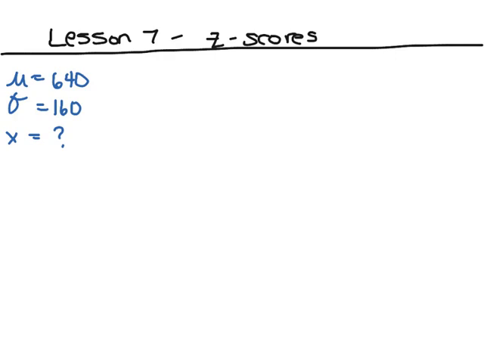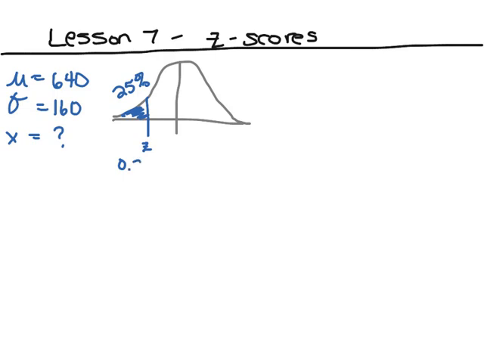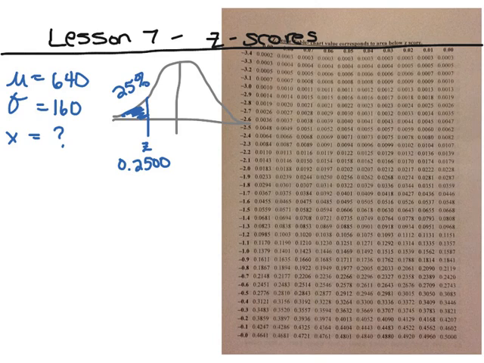So if you were to sketch your normal distribution, you want to be here. So this right here is 25%. So we want to find our Z value with a percent of 0.2500. So we're working backwards now. So what you need to do is you need to get your Z score chart. And we're on the left side, so you need your -1. And you're going to look for a number that has 0.2500.